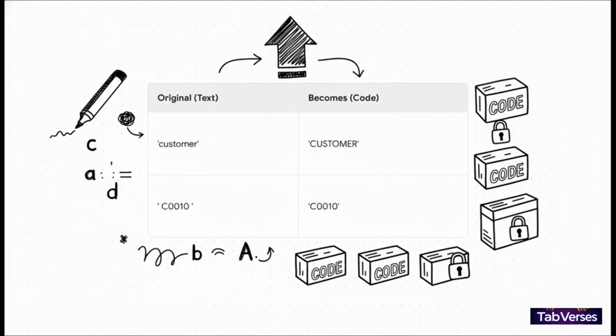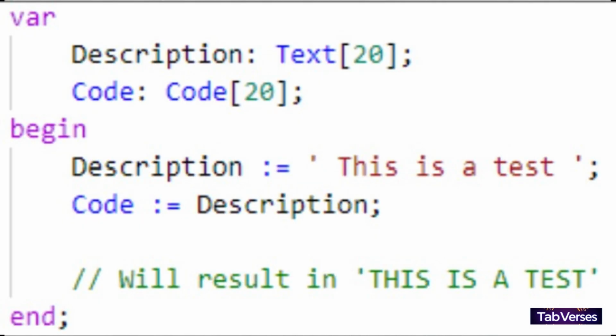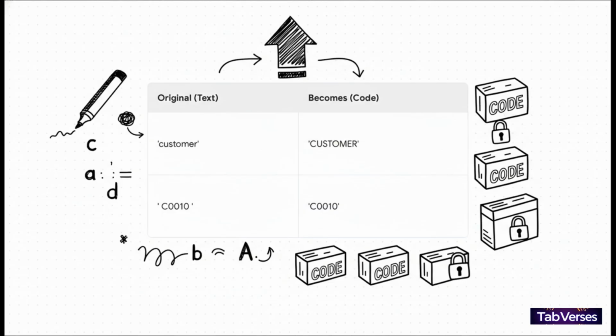Let's look at strings first. This is a common one. Say you have a text variable and you assign its value to a code variable. AL does a couple of really helpful things for you. It automatically makes everything uppercase and it trims off any leading or trailing spaces. Why is this useful? Well, think about things like customer numbers or postal codes. You want them to be stored in a consistent, clean format every single time. This does it for you.